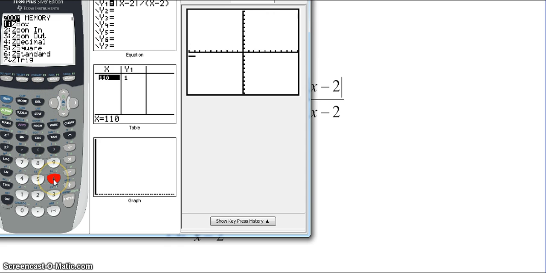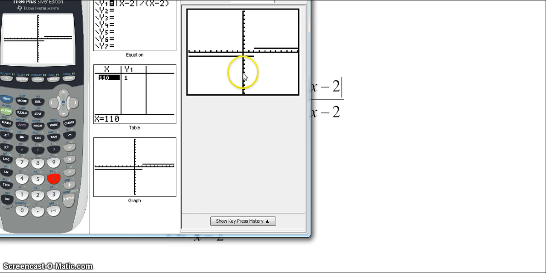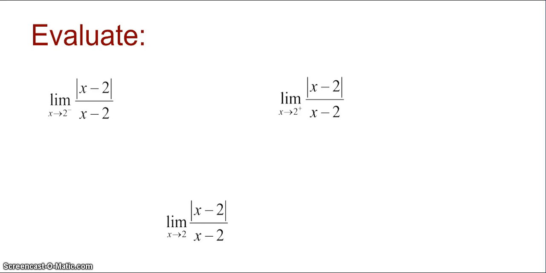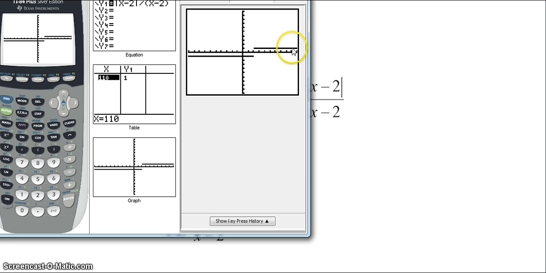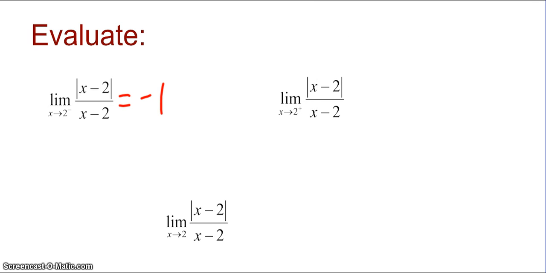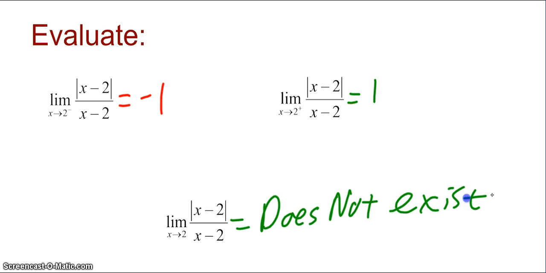Alright, so let's look at this graphically. Here I can see graphically that as the function approaches 2 from the left, the height of the function is approaching -1. So the limit as x goes to 2 from the left is -1. I can see the limit as x goes to 2 from the right is +1. So the limit as x goes to 2 from the right is 1. Since those are not the same thing, this does not exist.